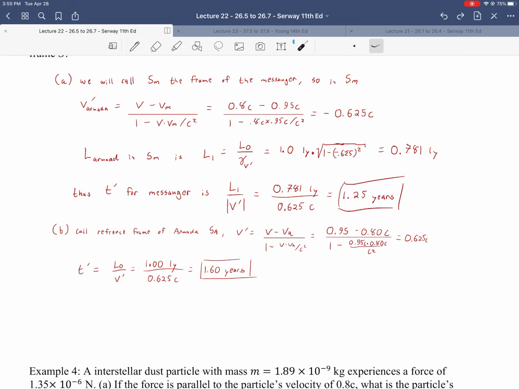It's 1 light year instead of 0.781 light years because there's no contraction in this case. It's just a proper length. And so then the Armada would measure a time of 1.6 years. Now, what do I mean by measure time?